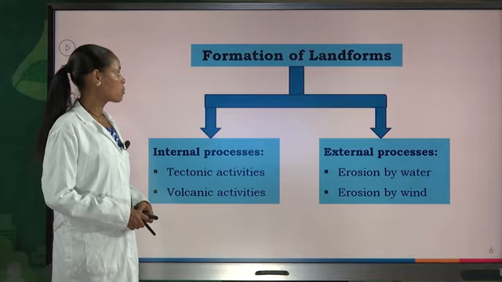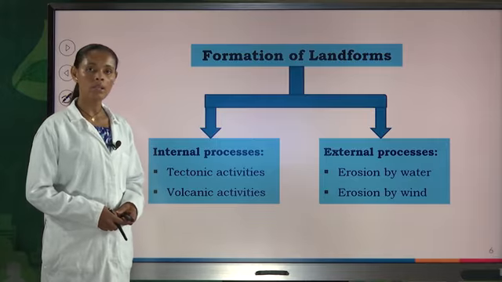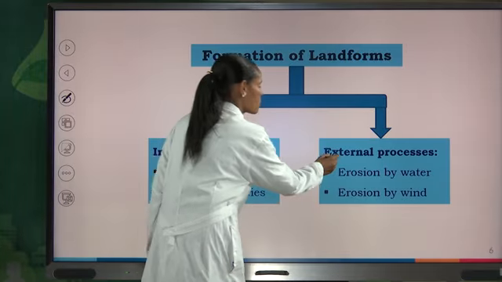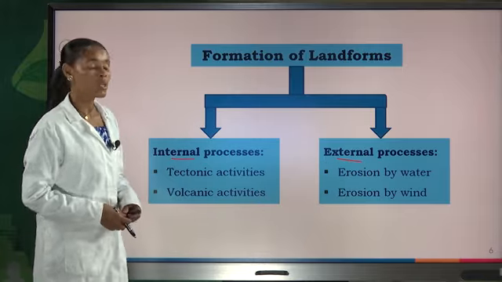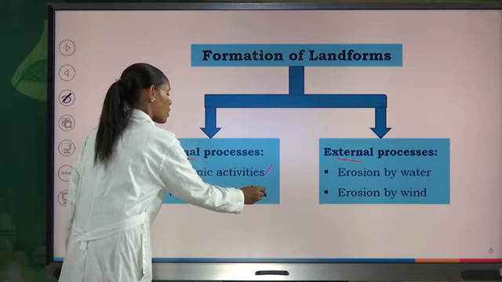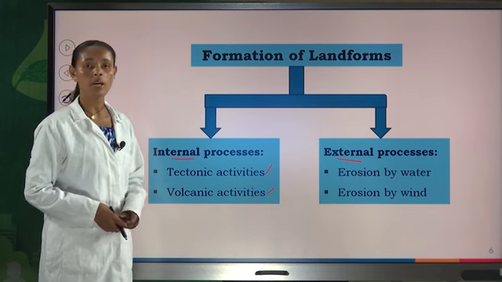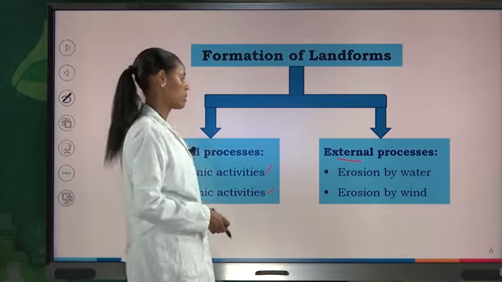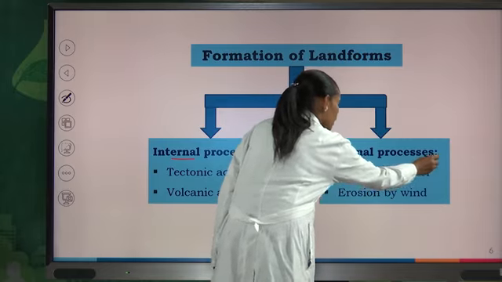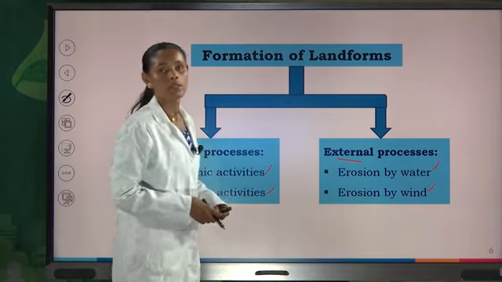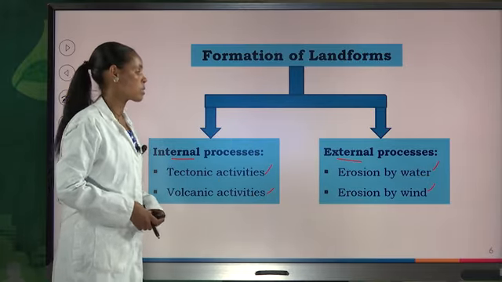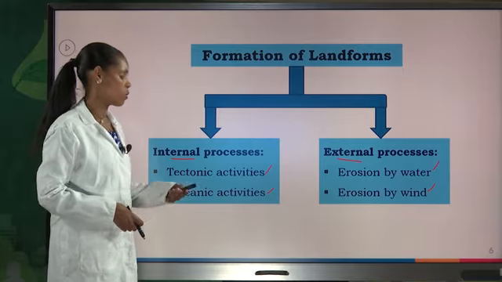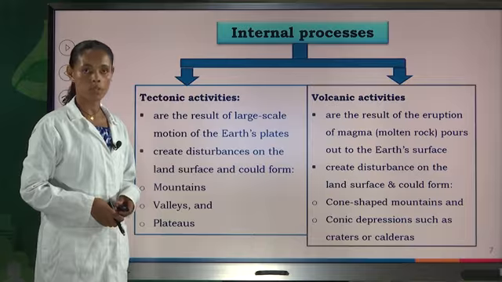When you come to see the formation of landforms, both internal and external processes contributed to the formation of landforms. Tectonic activities and volcanic activities are the two major examples of internal processes that contributed to the formation of landforms, while erosion by water and erosion by wind are the two major examples of external processes that shape the surface of the Earth. Let us see internal processes.